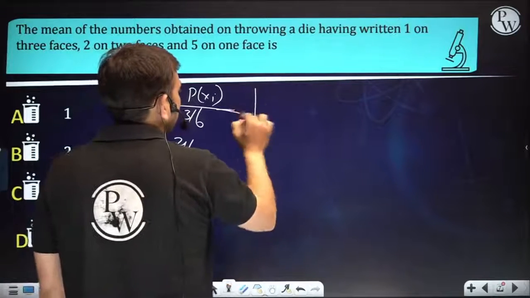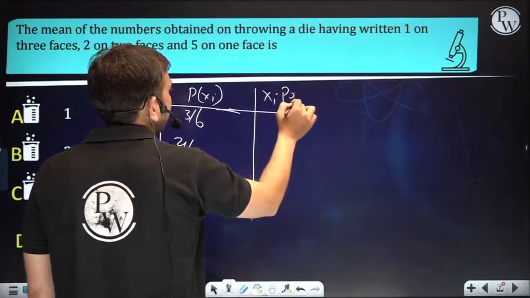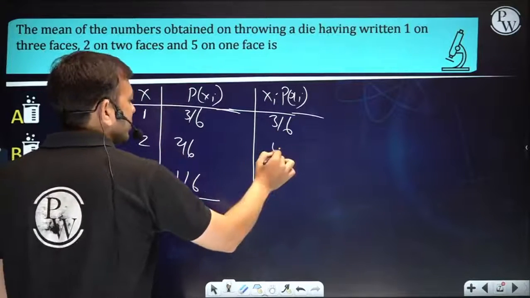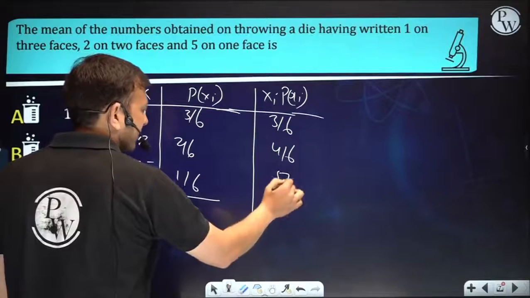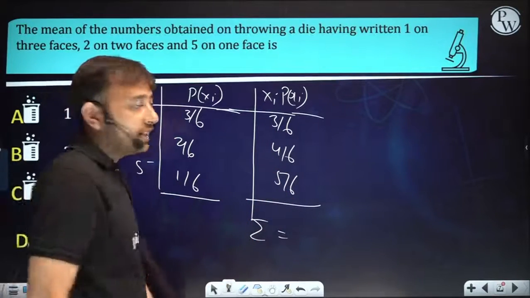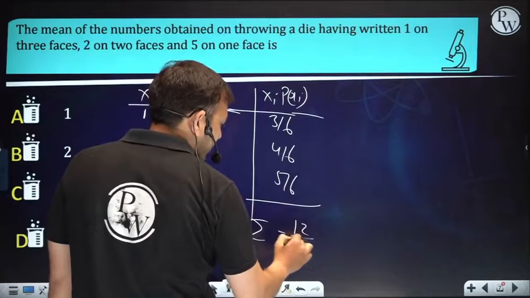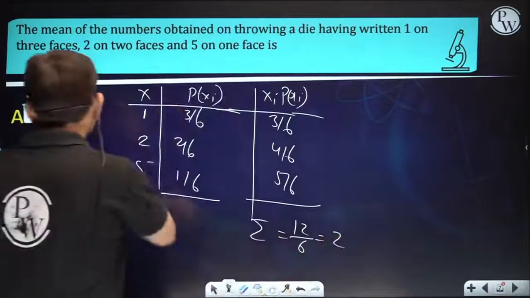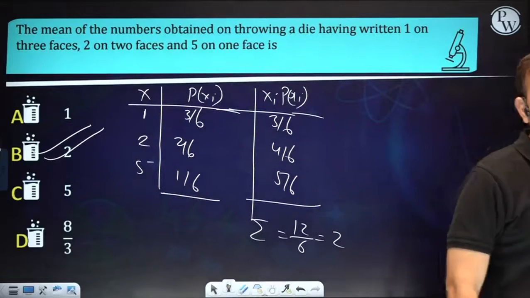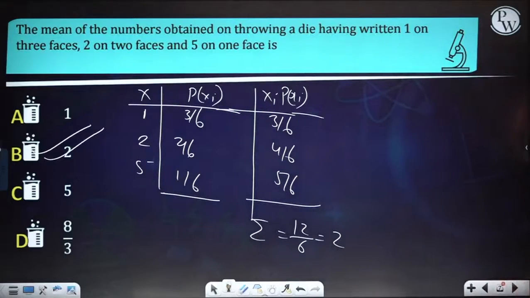Now xi, p(xi), because for the mean we need to calculate. So 3 by 6, 2 2s are 4 by 6, 5 by 6. If you sum them all, sigma will become 5 plus 4, 9. 9 plus 3, 12 by 6. So the answer will become 2. B option. Answer will become 2. You can see this. A simple question. I hope everyone is understanding. Okay, moving on.